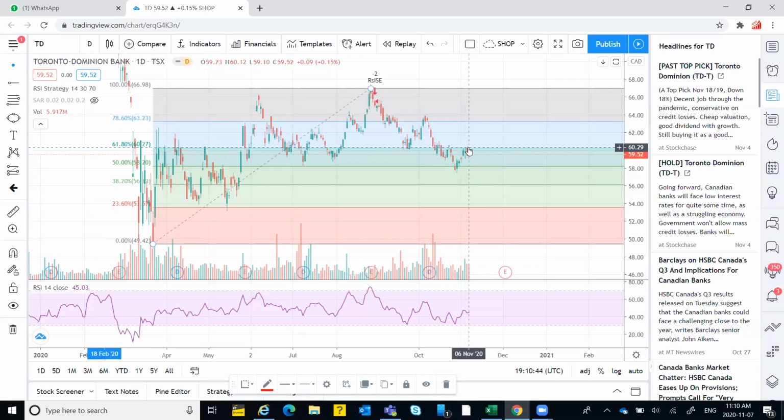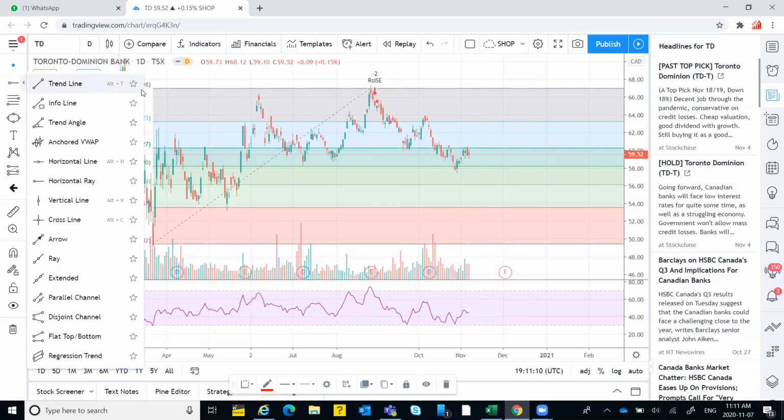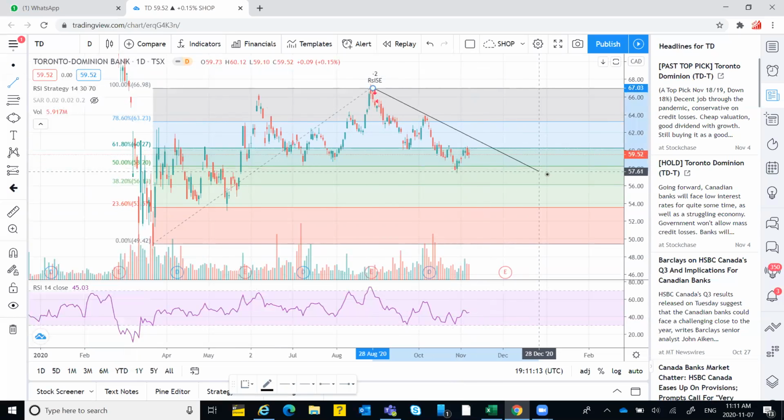If this level is broken, the next level is 63. At 63 to 64 is the previous level where the stock was. So this is the ultimate level within a couple of days. But for this to happen, this level of 60 should be broken. On the flip side, if it is not broken, then the next level will again be 53. But if we talk about the overall trend, the overall trend is a downward trend.